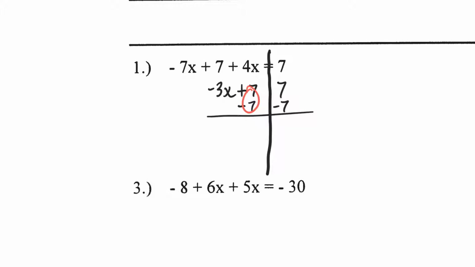And I want you showing your work on this. Don't just write an answer down. I want to see work. So negative 3x plus 0 is what? Negative 3x. And then on the right-hand side, what's 7 minus 7? 0. See, that's the reason I do this like this, okay?